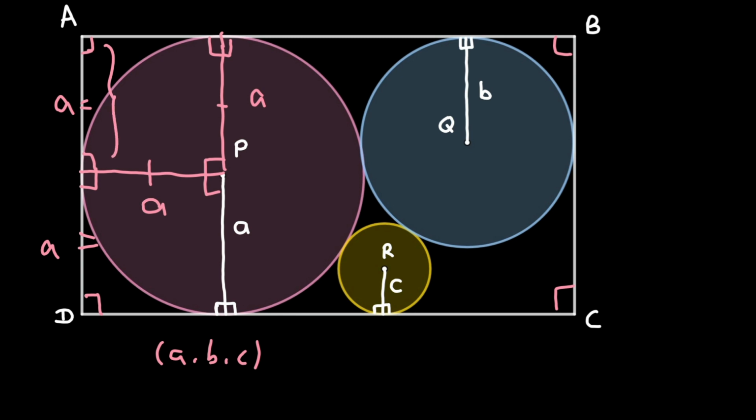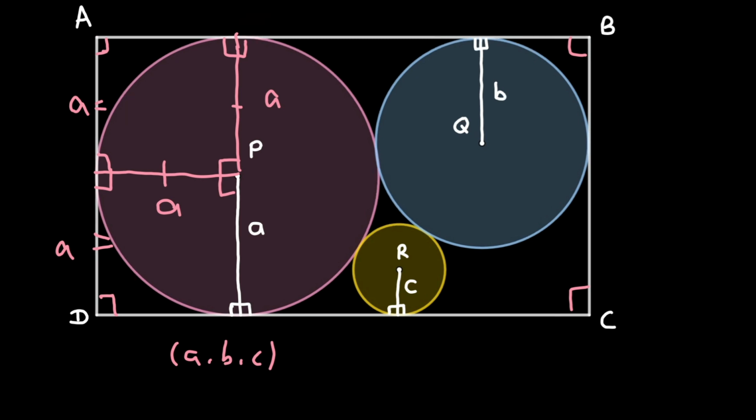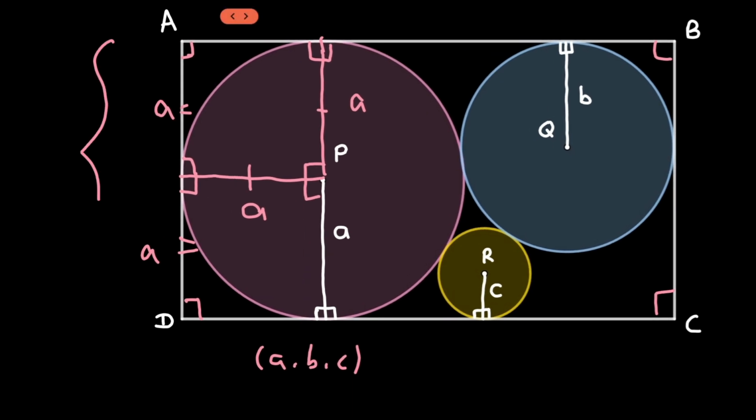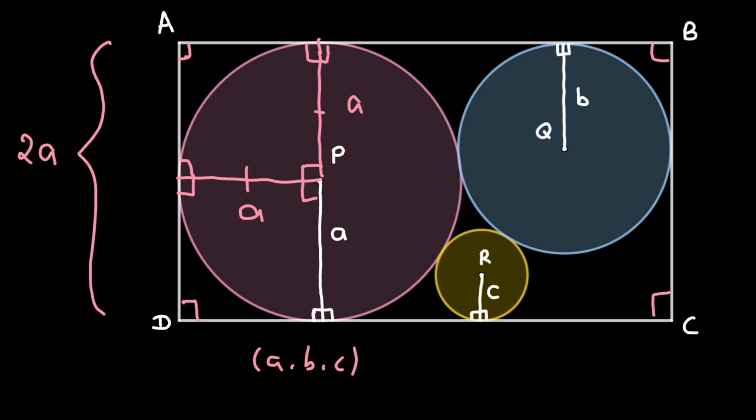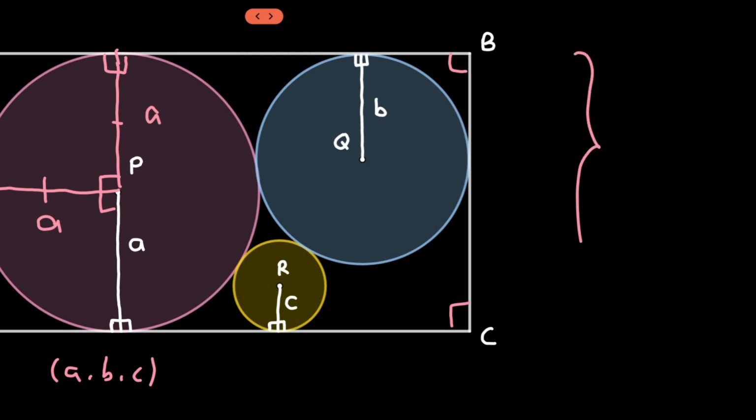Now this much length is A, this much length is again A. Therefore the complete length from A to the point D would be A plus A, that is 2 times A. So here we can see that we have got the value of the breadth of the rectangle, and that is 2 times A. So the other breadth, that is BC, would have the same value, that is 2 times A.